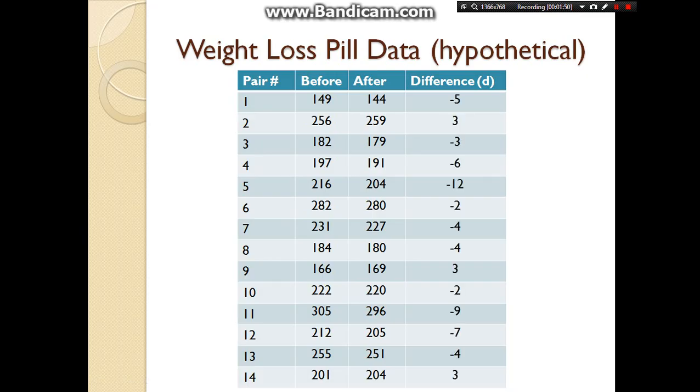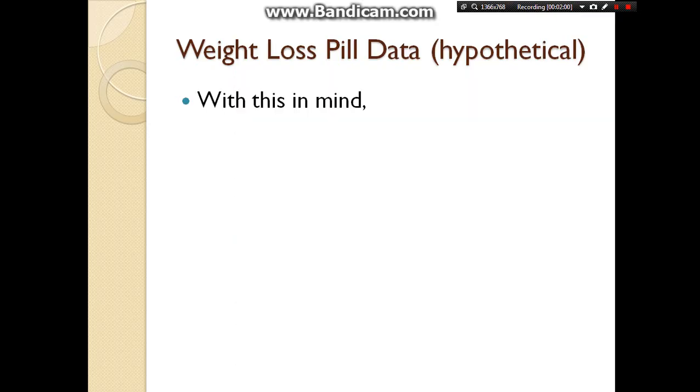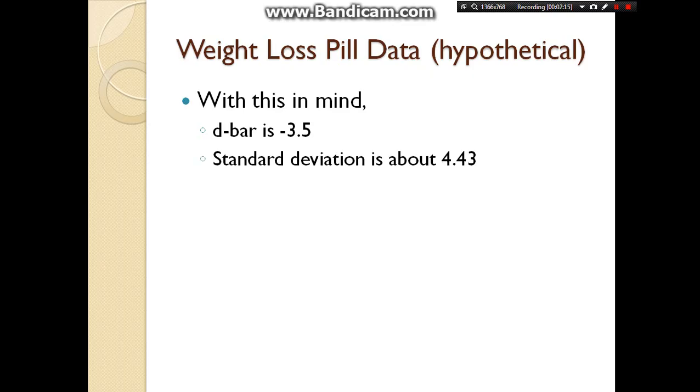I'm really fast. So when you add all these together, and then you divide, you can get an average. So let's get our average down. With this in mind, our d bar, our average difference, is 3.5 pounds lost, or negative 3.5. You can run the numbers on standard deviation if you want. I'll do it for you. Once again, I'm really fast. 4.43 pounds is our standard deviation. And n is 14 as noted before, because we have 14 pairs.